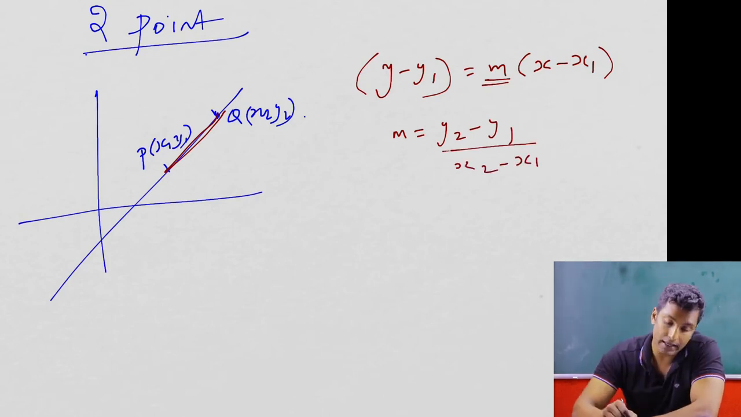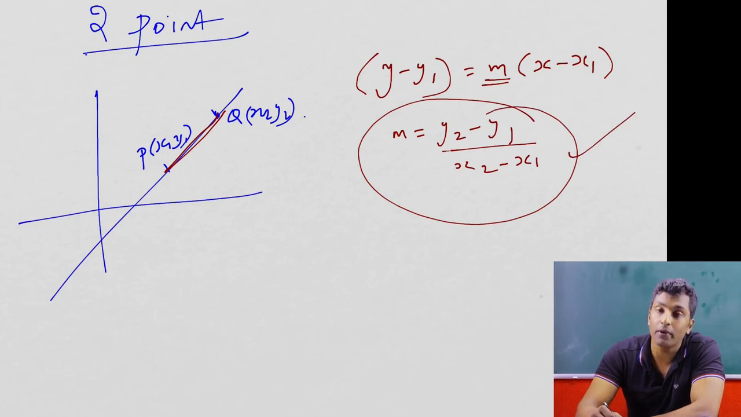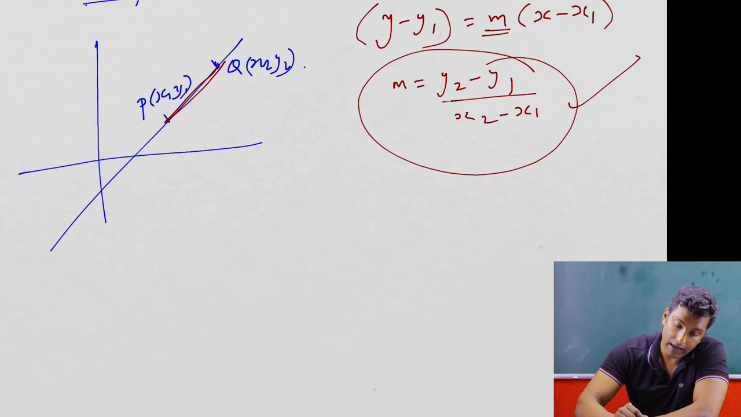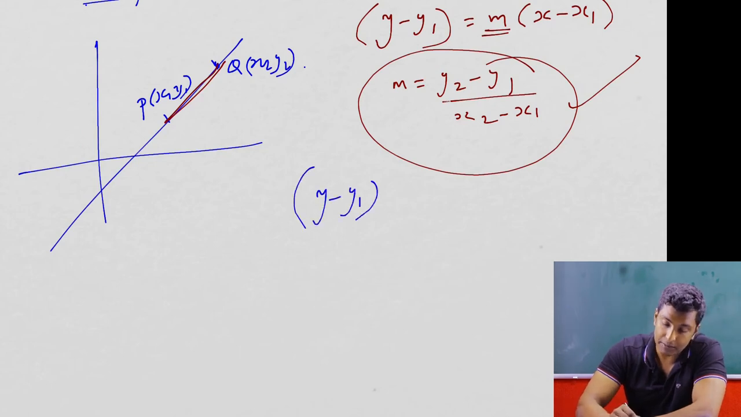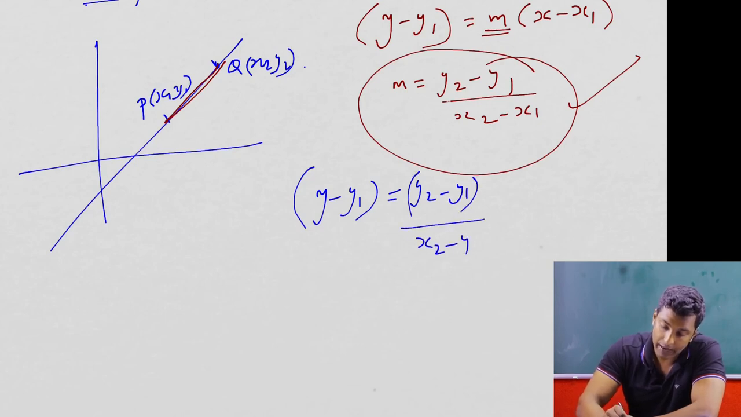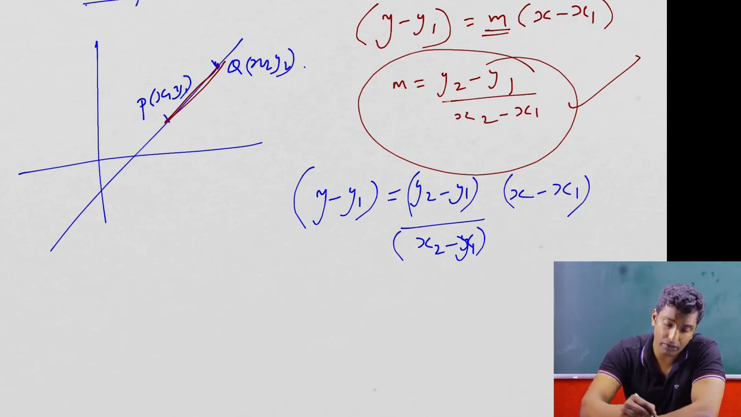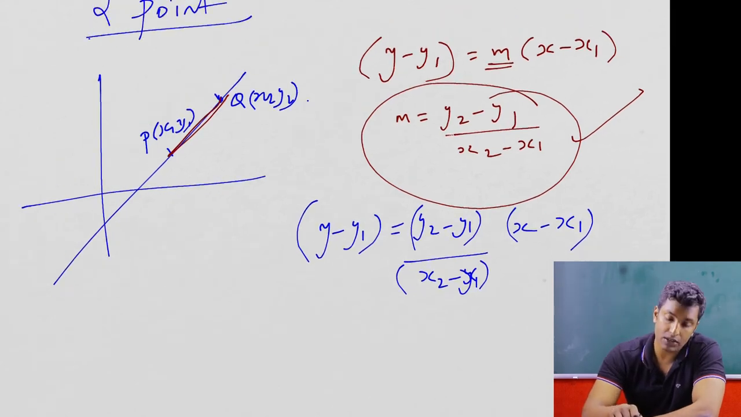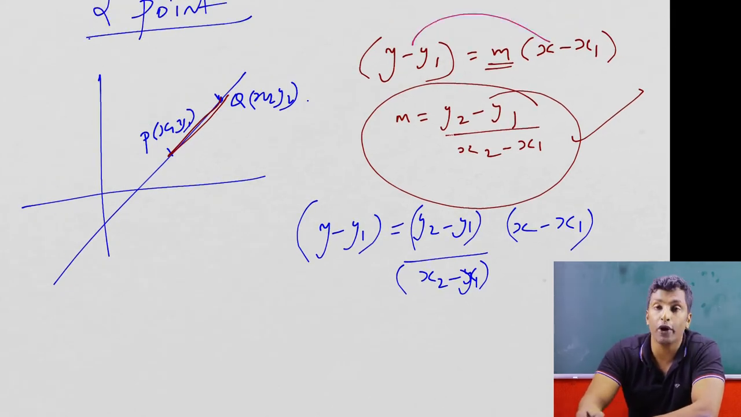Okay, so now it is crystal clear that you got the slope. You got 2 points also. So what is your answer going to be? You can write this as y minus y1, substitute m as y2 minus y1 divided by x2 minus x1, into x minus x1. We did not do anything extra. We just got the point slope form from the previous equation.